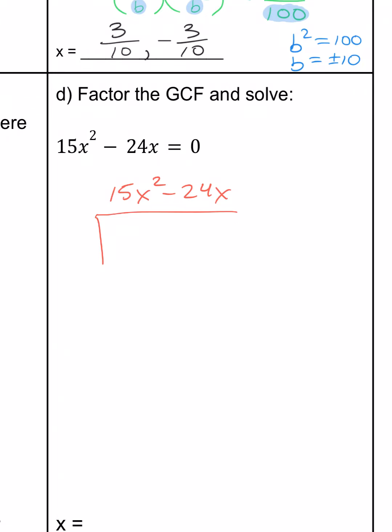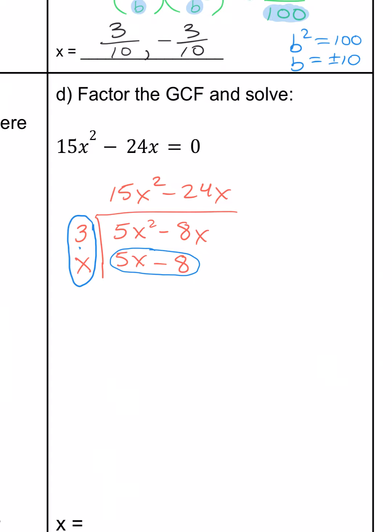I notice we can divide both expressions by 3. 15 divided by 3 is 5. 24 divided by 3 is 8. Now I notice they both have an x in common. Let's factor out an x. 5x minus, take the x away. This is saying our greatest common factor, the largest factor for both terms that we can take out of both, is 3x. Our quotient, we get 5x minus 8.